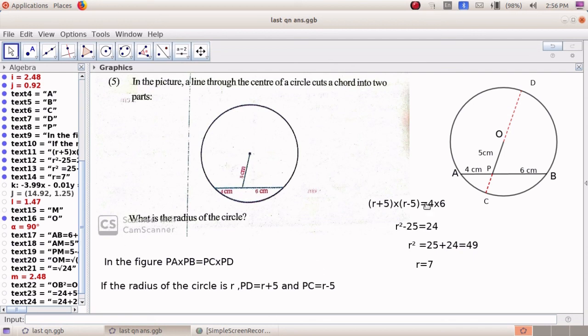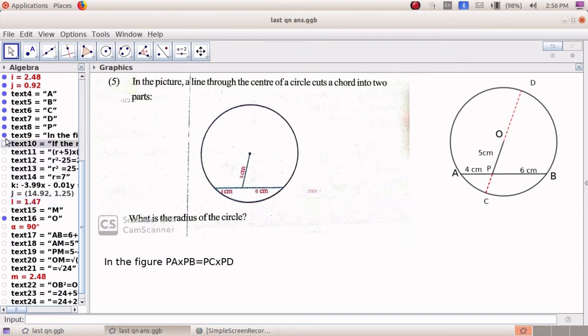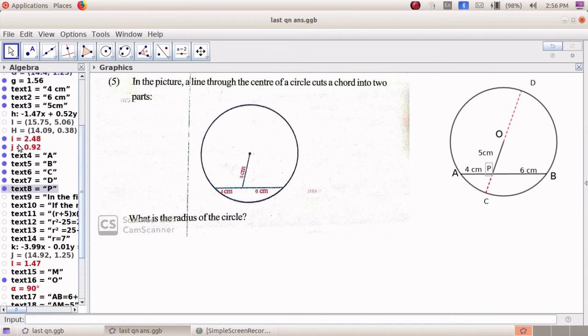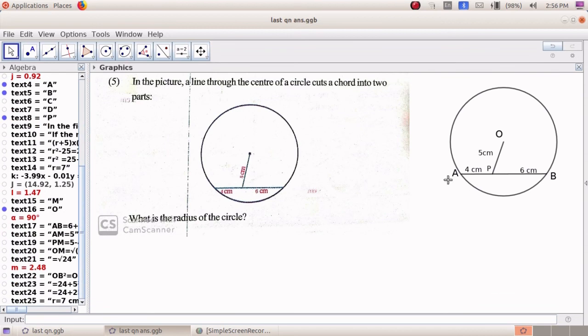Now, instead of writing the answer like this, let us have one more method. See, we could have answered it in this way also. Let us answer it in this way also. When we drop a perpendicular from the center O of the circle to the chord AB, where that perpendicular meets the circle, let us name it M.